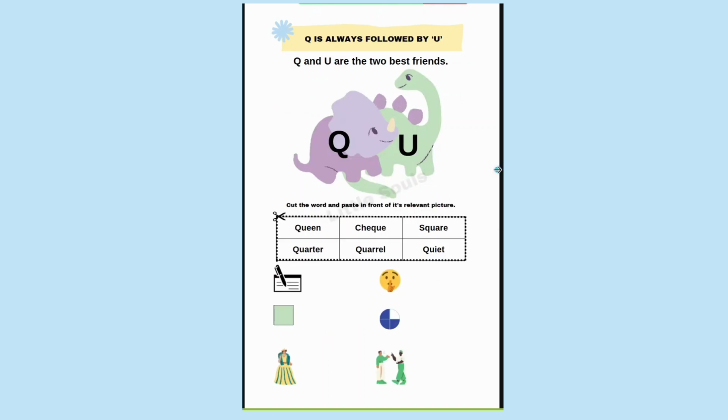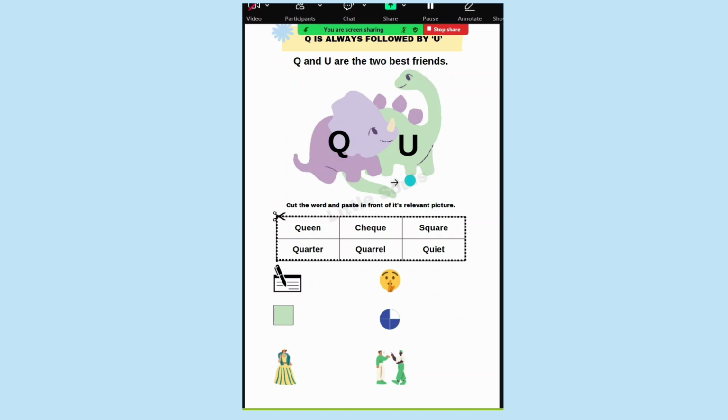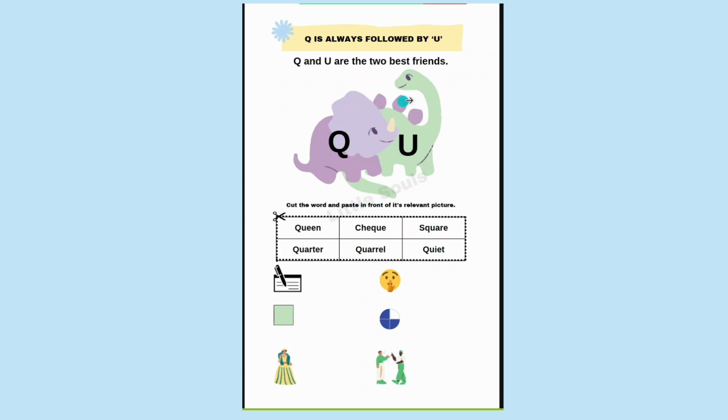I also shared some of the worksheets in this book, so you can get support to give these worksheets to the students. So they will solve these worksheets. These worksheets will be very helpful for the students to learn spelling rules. And I also shared cute infographics. See, Q and U. These are basically 2 best friends, so they always come together. You can just show this card to your student. They will get to know this simple spelling rule.